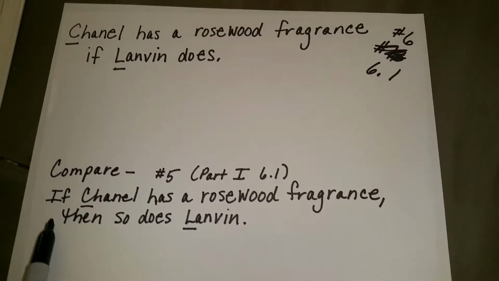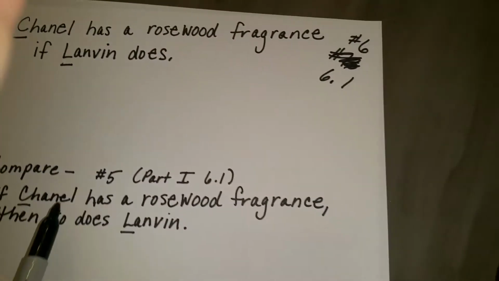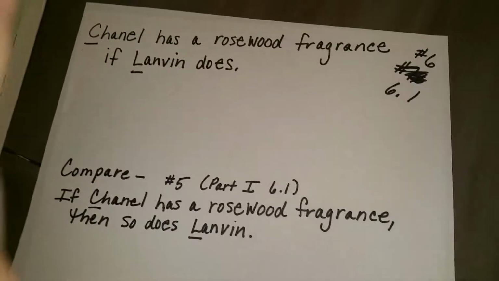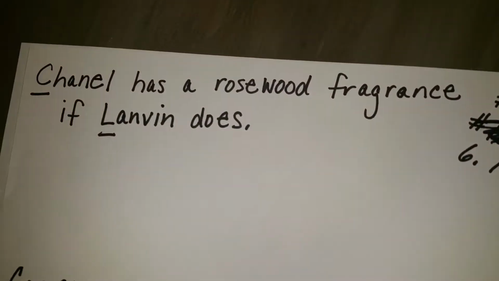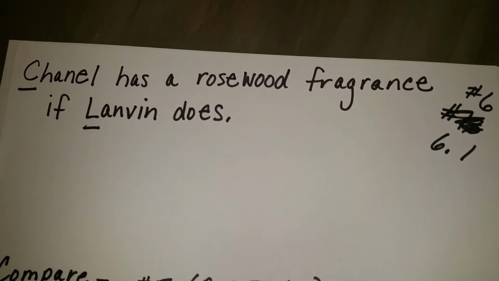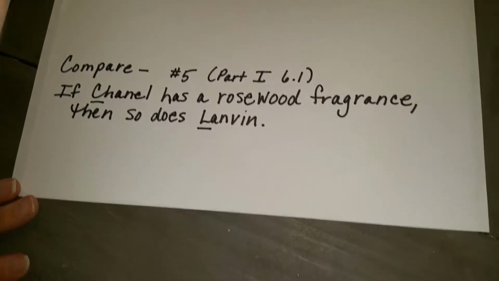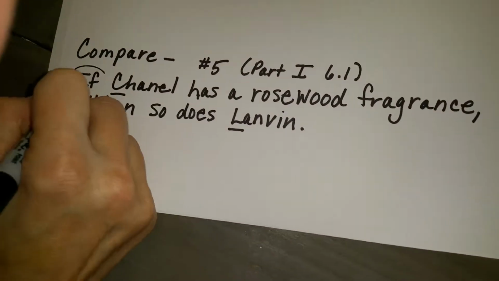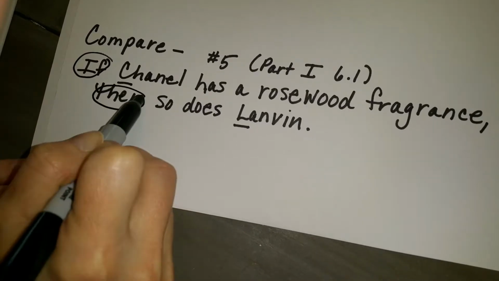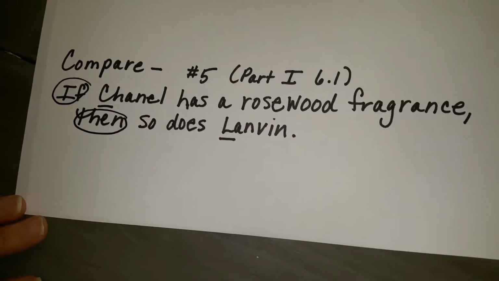So let's take a look at this lower one first, number 5 in part 1, 6.1. It says, if Chanel has a rosewood fragrance, then so does Lanvin. You know this is an if-then statement. You could circle those. And I did give you a capital letter here. If you choose a different one, that's okay.